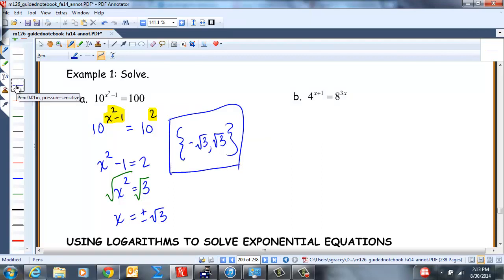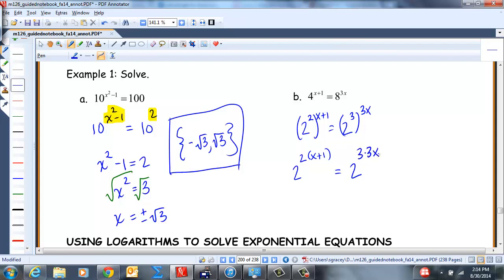Notice that both 4 and 8 could be rewritten as powers of 2. So this is equivalent. 4 is 2 squared and 8 is 2 cubed. Now when you raise a power to a power, what do you do? You multiply. So this is equivalent to 2 raised to the 2 times quantity x plus 1. And this guy on the right is equal to 2 times 2 raised to the 3 times 3x. So we'll get 2 to the 4x plus 2 is equal to 2 to the 9x.